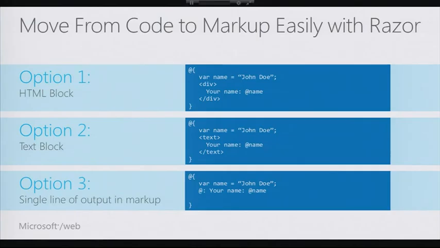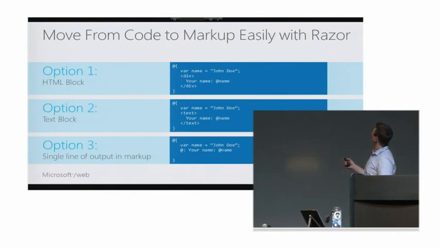What we do here is when we see you start writing HTML tags, we have an understanding of HTML. So when we see you writing HTML tags, we say, hey, you probably meant that to be just outputted onto the screen. Let's go ahead and do that for you. But then when we see the at sign again, we say, hey, you probably want to go back into code, right? So you can write an HTML block that way.